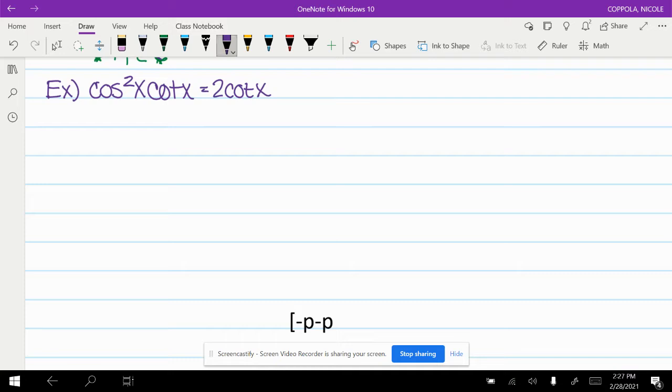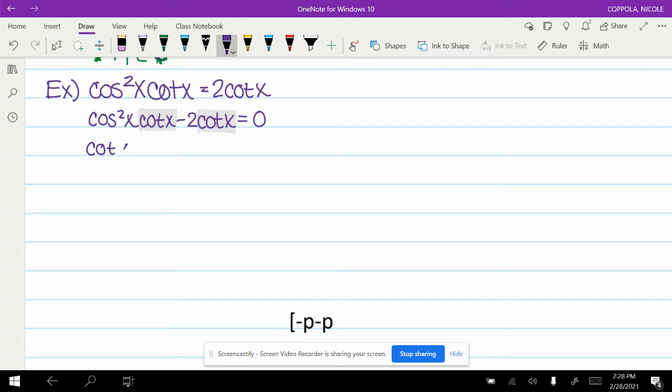But with this question, I think what I'm going to do is try to start by setting it equal to 0 and seeing what happens. So cosine squared x, cotangent x. I'm moving that 2 cotangent of x to the left, and now it's equal to 0. Oh yeah, this is nice because since each term has a cotangent of x, I can actually just factor that right out.